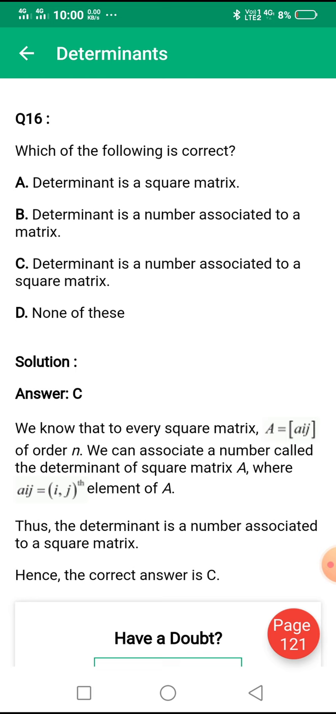So the more precise correct option is C, where determinant is a number associated to a square matrix only, because a matrix can be in rectangular form. So the precise answer is: determinant is a number associated to a square matrix.